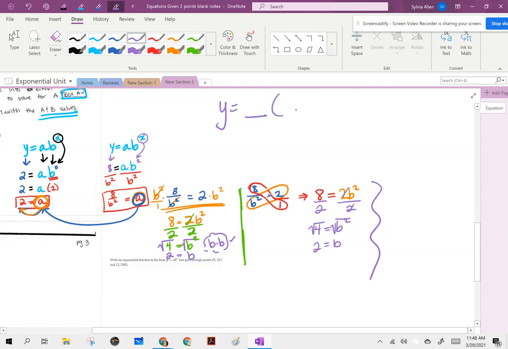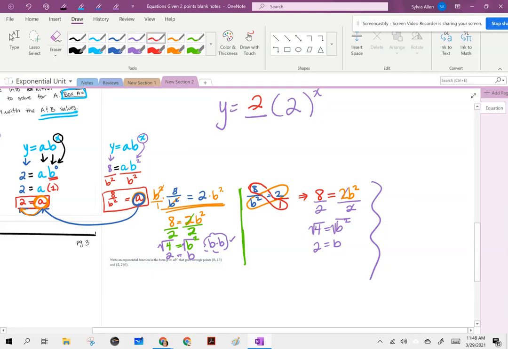We know that the a that we found from that original step was 2. And the b we just found was also 2. So that would be my equation. But let's say that this first part wasn't so easy.